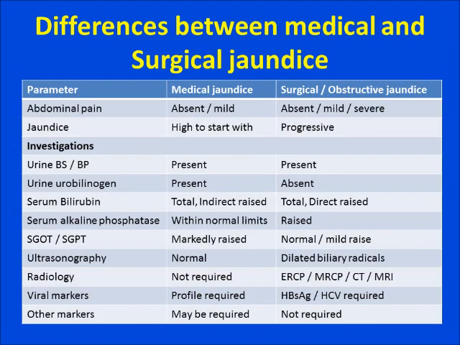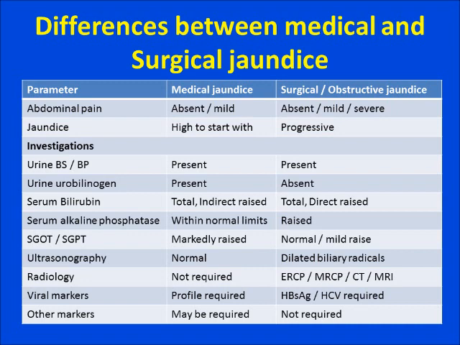This particular table shows the differences between medical and surgical jaundice. Abdominal pain is generally absent or mild in medical jaundice. Maybe it is severe in surgical jaundice. The jaundice is high to start with in medical jaundice, but it becomes progressive in surgical jaundice. When it comes to investigations, the urine bile salts and bile pigments are present in both types of jaundice. Urobilinogen is present in medical jaundice, absent in surgical jaundice.